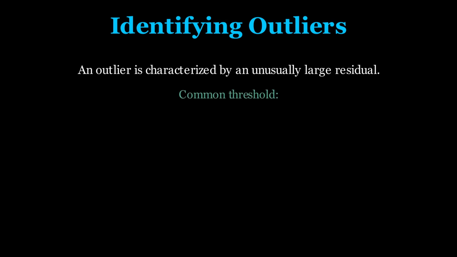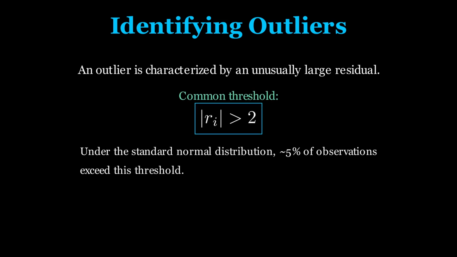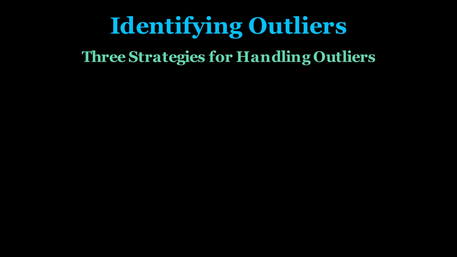Residual analysis is crucial for identifying outliers, observations that are not well fit by the model. For example, an observation may be flagged as an outlier if its standardized residual exceeds 2 in absolute value. Under the standard normal distribution, about 5% of observations can be expected to surpass this threshold. Once an outlier is identified, there are 3 strategies for handling it.